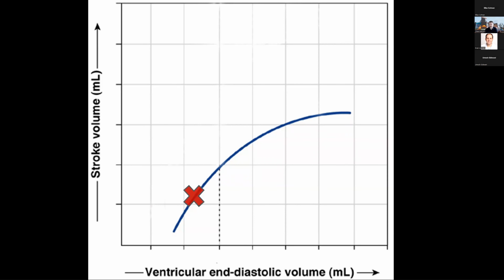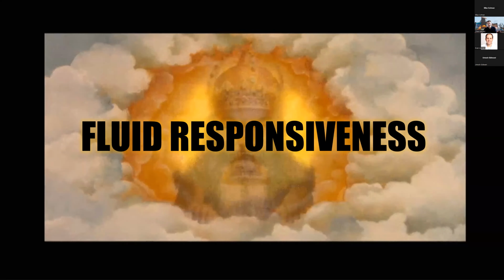And this is what's demonstrated by the Frank-Starling curve, where we see an increase in ventricular end diastolic volume, and we see a corresponding increase in stroke volume. This represents a patient who's fluid responsive. Now, fluid responsiveness arguably has been considered the holy grail of fluid administration in the ICU for probably the better part of the last 20 years, if not more. The question is, is there really any evidence to suggest that this actually improves clinical outcomes?